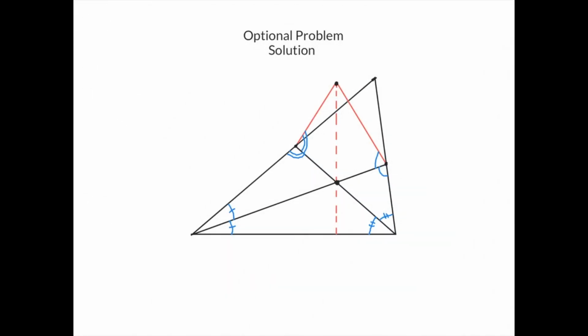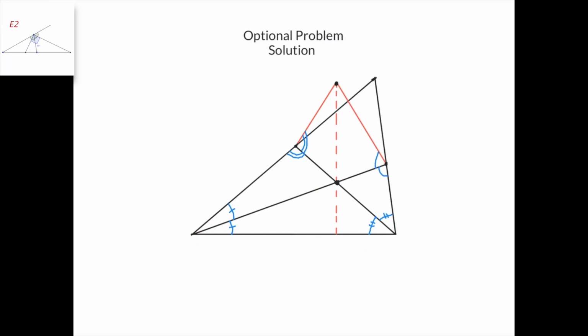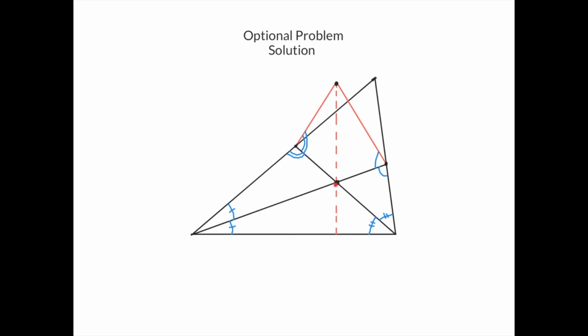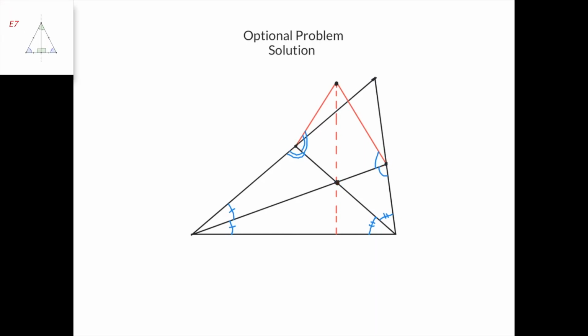This is the second optional problem. We have a triangle and two of its internal bisectors intersecting here at the incenter of the triangle and intersecting the sides at this point and this point. Then we take this line to be symmetric to this line with respect to this angle bisector. And so this angle becomes equal to this angle.